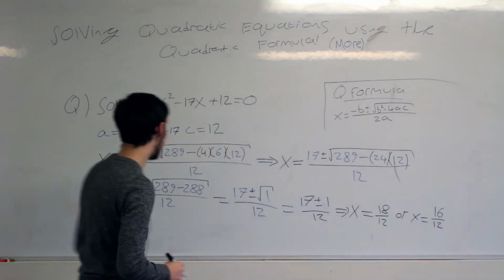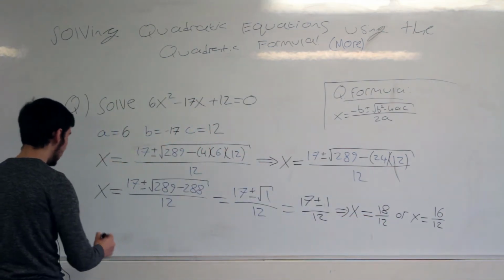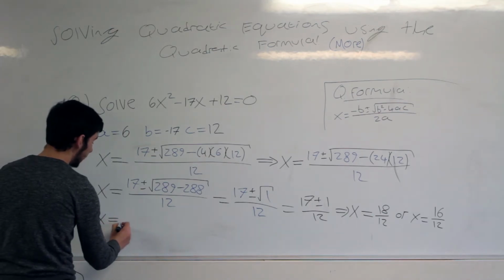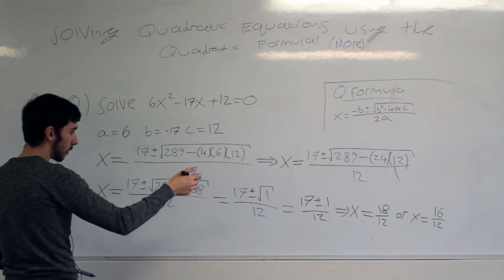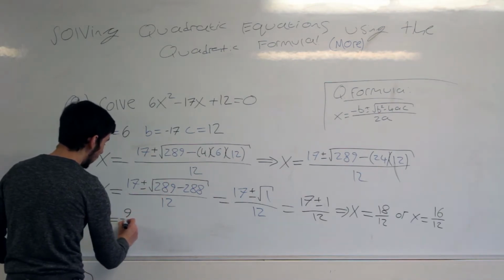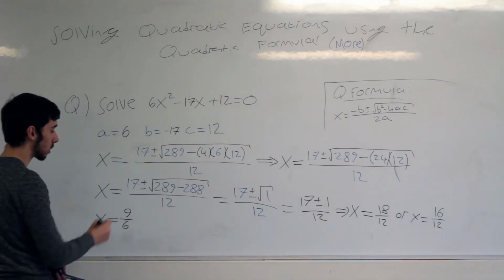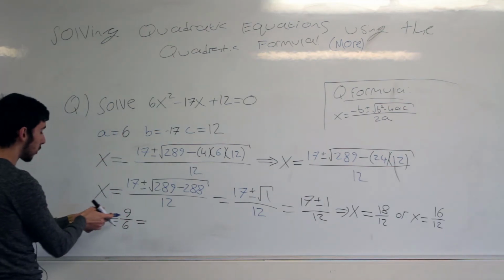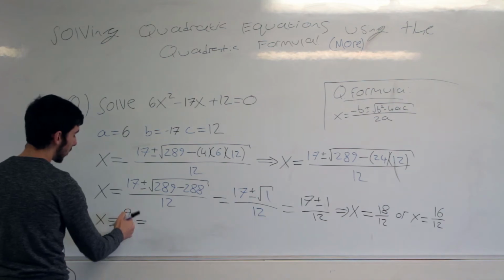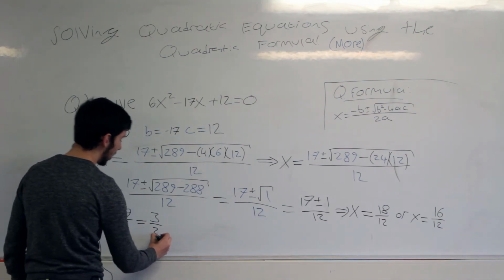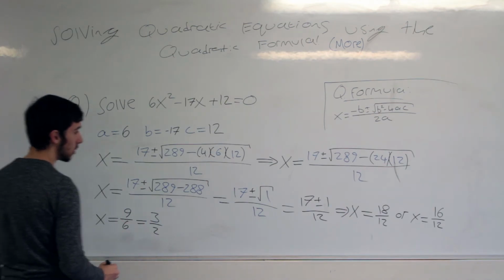But obviously, we can simplify these fractions a little bit. So let's look at the first one, 18 over 12. We can divide the top and the bottom by 2. That's the same thing as 9 over 6, isn't it? Because we're just halving the top and the bottom. And let's divide both by 3. So we can say 9 divided by 3 is 3, and 6 divided by 3 is 2. So x is equal to 3 over 2.